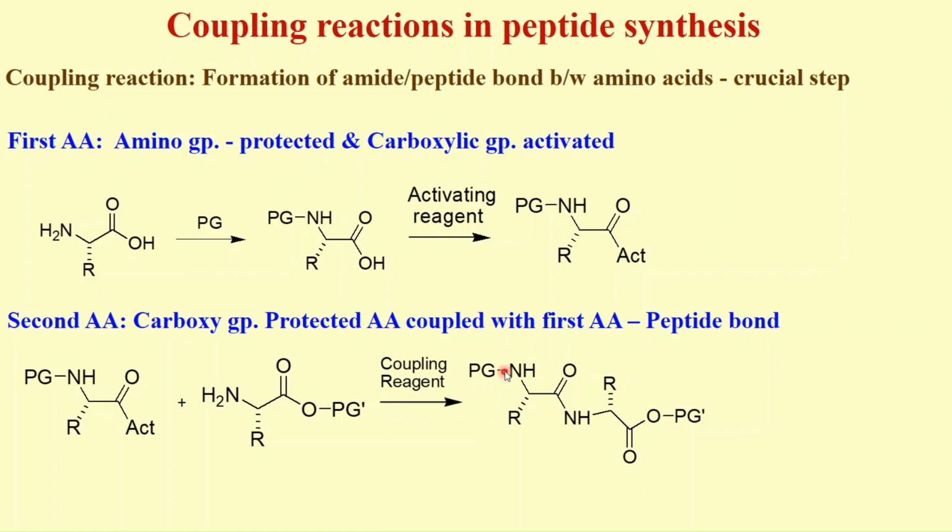The desired peptide can be obtained. Then I will deprotect this amino group. I get the peptide, react it with another carboxy protected amino acid, and go on to synthesize this molecule. This is the strategy we follow to obtain the desired peptide, where we protect the amino group of one amino acid and the carboxy group of another amino acid, and for the amino protected amino acid, I activate the carboxy group and make them react to get the desired peptide.